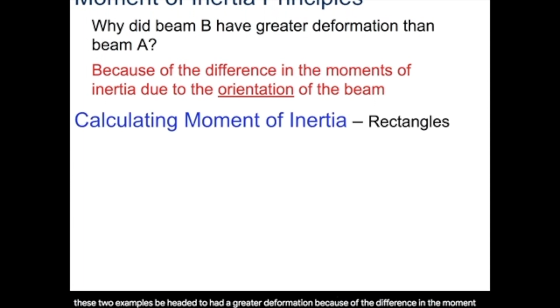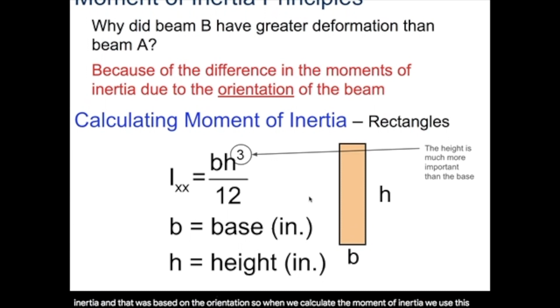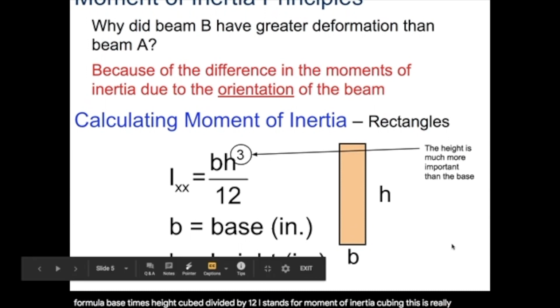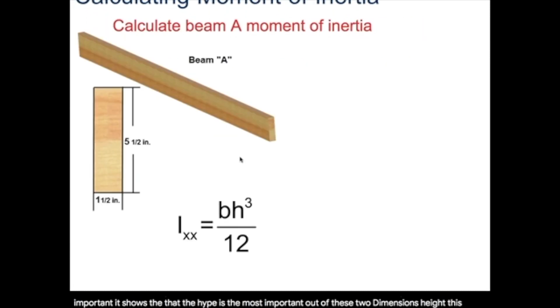orientation. So when we calculate the moment of inertia, we use this formula. Base times height cubed divided by 12. I stands for moment of inertia. Cubing this is really important. It shows that the height is the most important out of these two dimensions. Height is cubed, which means it becomes more important when we put it into this equation.